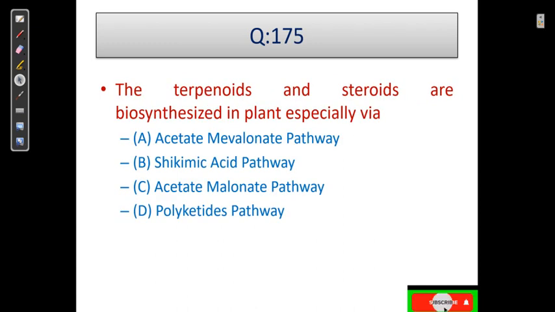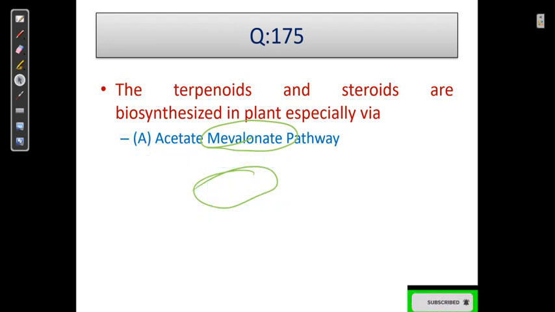The terpenoids and steroids are biosynthesized in a plant especially via acetate malonate pathway, shikimic acid pathway, acetate mevalonate pathway, or polyketide pathway. So this is mevalonate, this is malonate. So it is via the acetate mevalonate pathway.